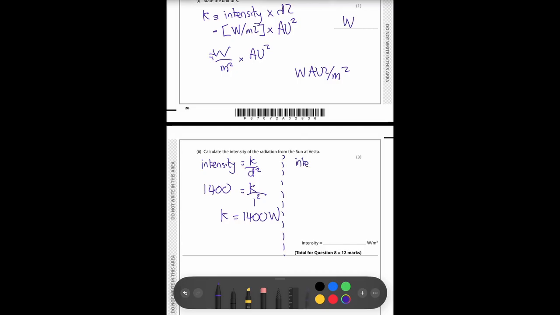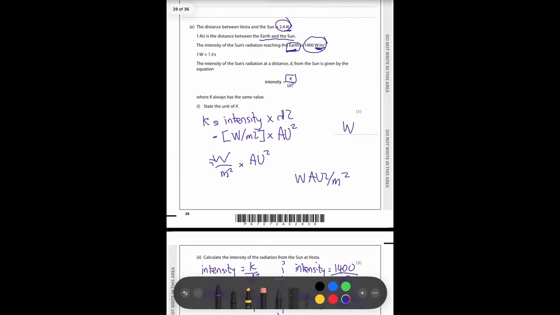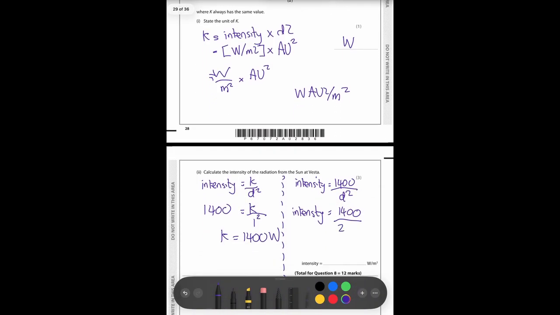So I'm going to say intensity equals, instead of saying K, I know K is equal to 1,400 divided by D squared. Now it says calculate the intensity of the radiation from the sun at Vesta, so I'm looking for intensity. I'm going to write intensity first: 1,400 divided by, what's the new distance? Well, it tells me here that the Vesta one is 2.4 AU, so I'm going to put 2.4. I've always got to make sure I'm remembering to square it, so I've put the square there.